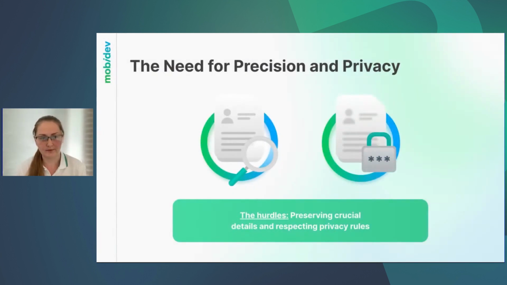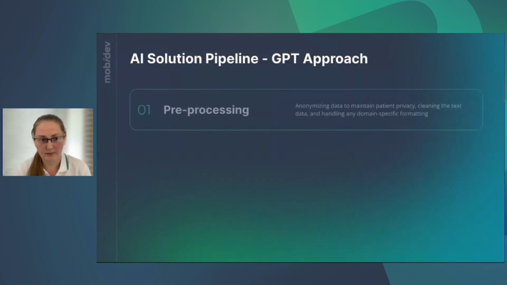Important things for this specific case study are that we need to, of course, preserve crucial details. It's medical information. If you misinterpret something, it's going to be bad, even though the summary is just for easier or faster, brief understanding. Still, it's really important, and respecting the privacy rules, of course. So let's move on. And as before, let's go for the GPT approach first.